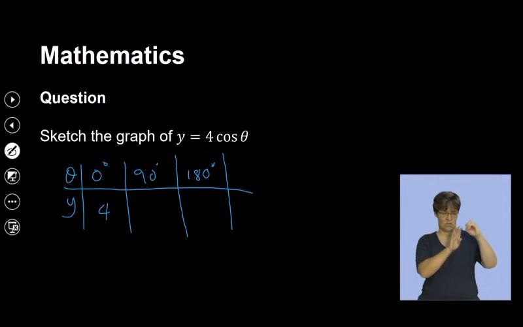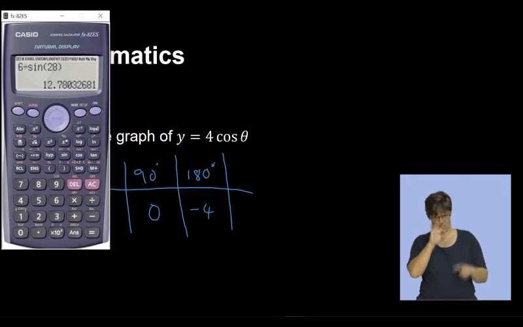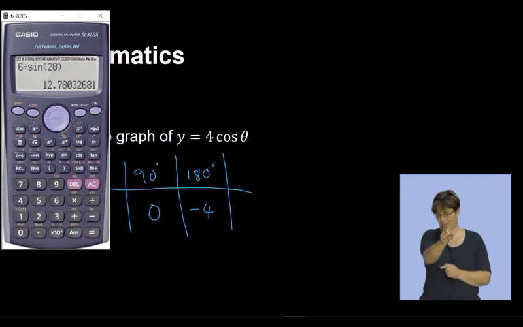When it's 90, the answer is going to be 0, because cos of 90 is 0. 4 times 0 is 0. 180, cos of 180 is minus 1 times the 4 will be minus 4. I think maybe you will be thinking I'm making these numbers up. Let me just show you guys.